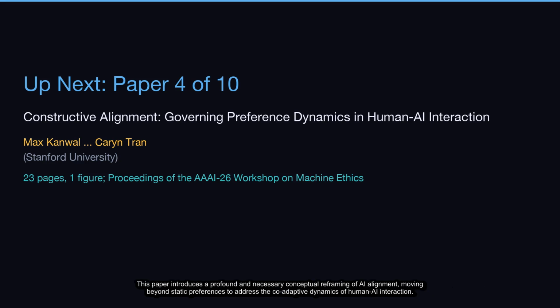This paper introduces a profound and necessary conceptual reframing of AI alignment, moving beyond static preferences to address the co-adaptive dynamics of human-AI interaction. Let's break down its key contributions.